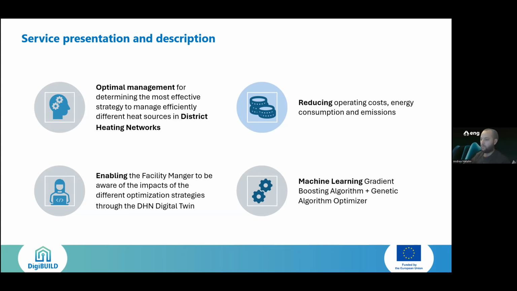The algorithm will return, of course, different optimization strategies based on the data that it takes as input. And the facility manager will have the possibility to see the real situation of the district heating network through the digital twin, that you will see also in the demo later on. The model is based on a machine learning gradient boosting algorithm, which is used to estimate some consumption values that are injected also into a genetic algorithm in order to optimize the different data sources.